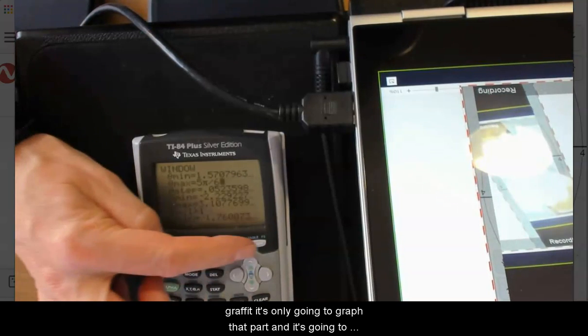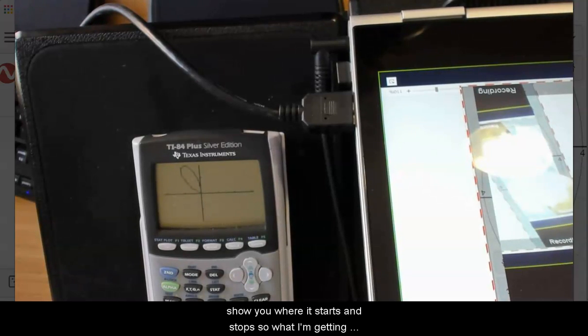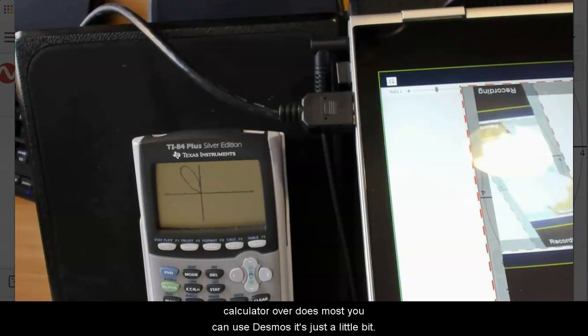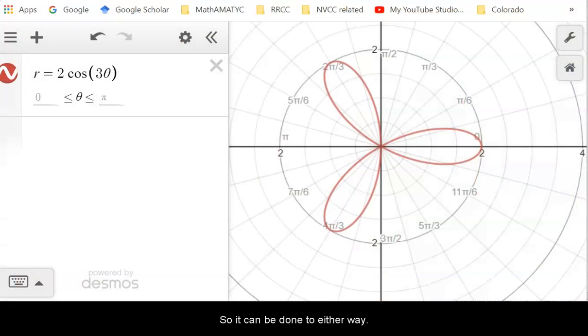And then when you go graph it, it's only going to graph that part, and it's going to show you where it starts and stops. So what I'm getting there is just the one petal, and I know exactly where it starts and where it stops. So that's an advantage of the graphing calculator over Desmos. You can use Desmos, it's just a little bit trickier. So it can be done either way.